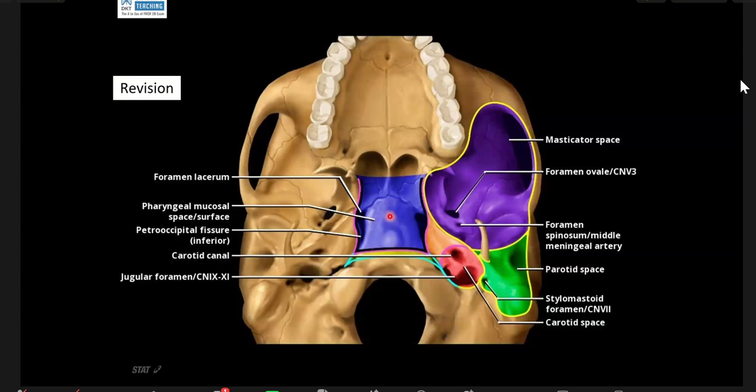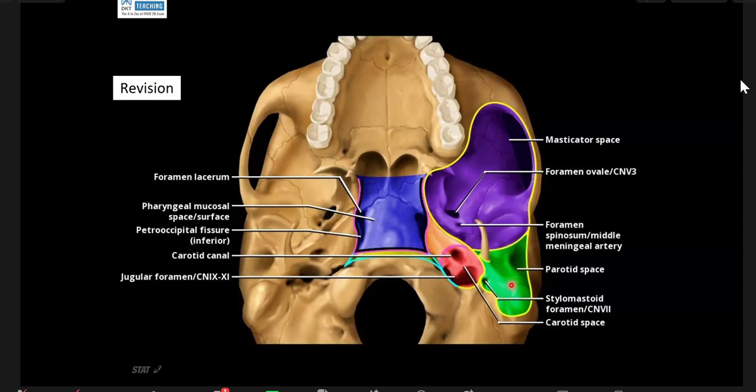Some of these spaces, as they go to the base of skull, become very, very narrow. But the ones which are important are all of these: pharyngeal mucosal space. This is nasopharyngeal carcinoma. Masticator space, again carcinomas and infections.